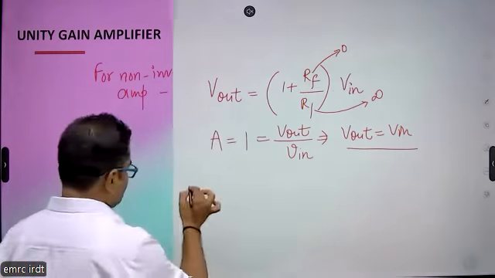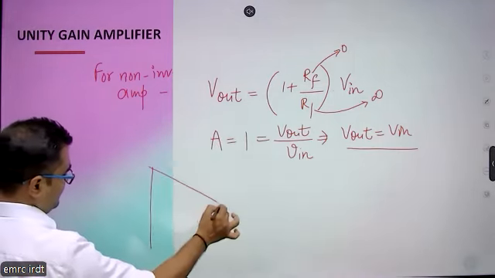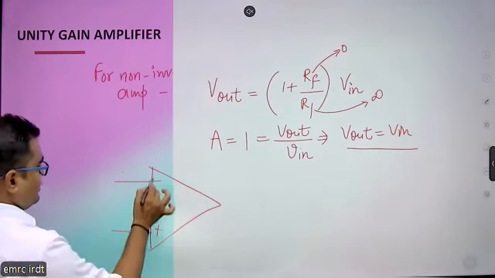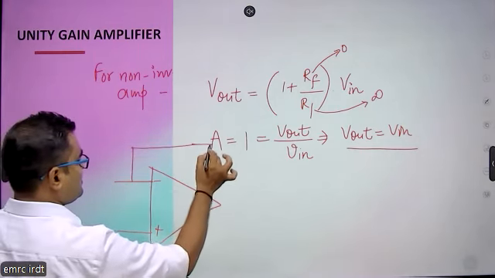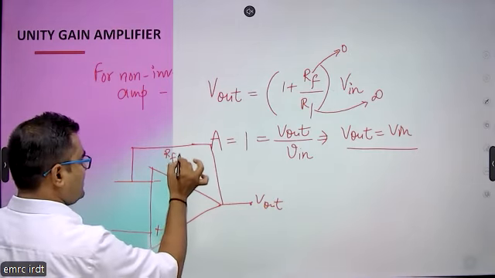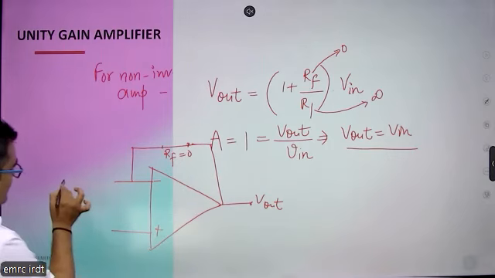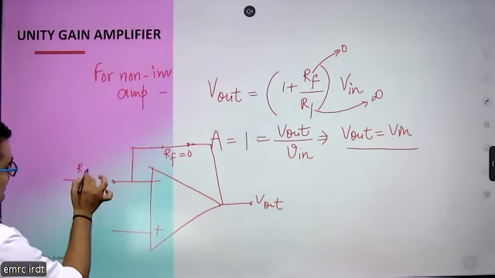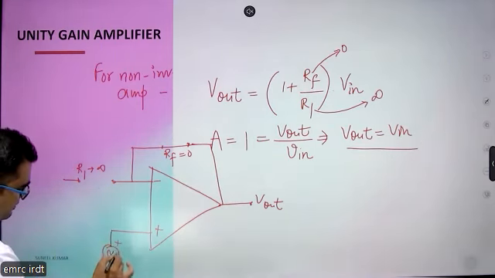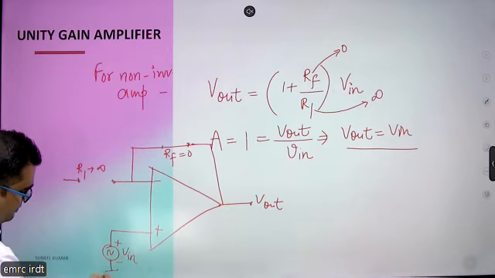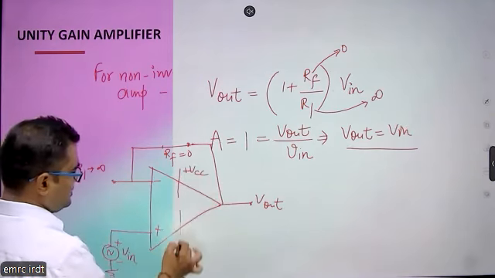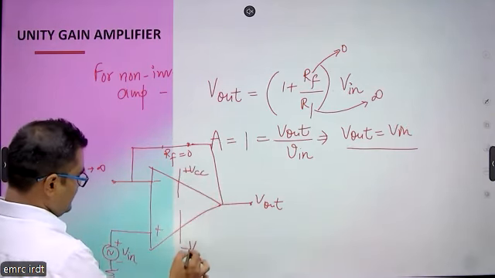So this can be the circuit. We have seen the non-inverting amplifier. This is minus, this one is plus. RF is 0 means this becomes 0. This is the output. So this RF becomes 0, and this R1 becomes infinite, and we have connected input here. So this becomes the circuit of the unity gain amplifier in which RF is 0 and R1 is infinite.